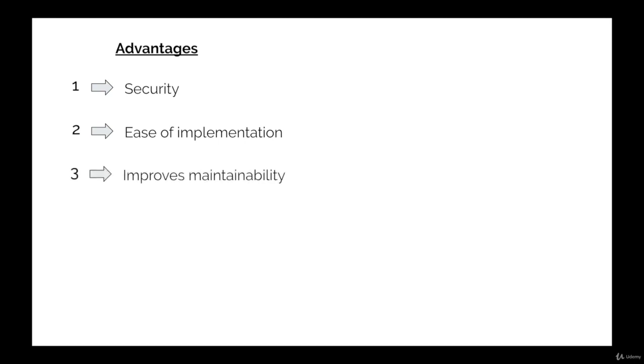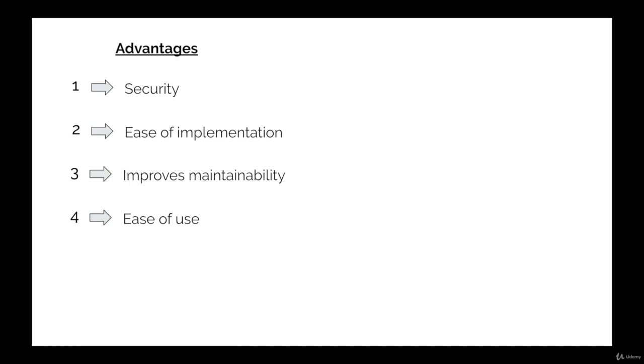The next benefit is improved maintainability. Again, since the user is not aware of the background working, it's very easy to maintain the code. The next benefit we have is ease of use. It's very easy to use systems that have abstractions.